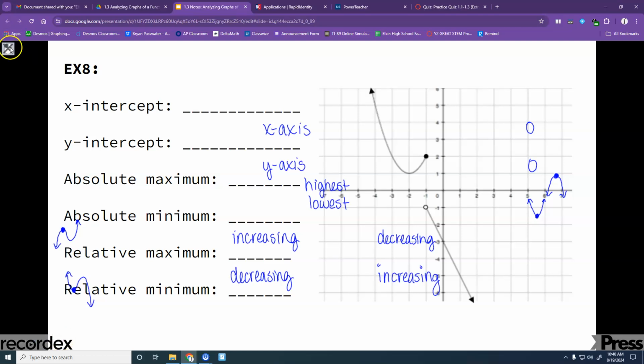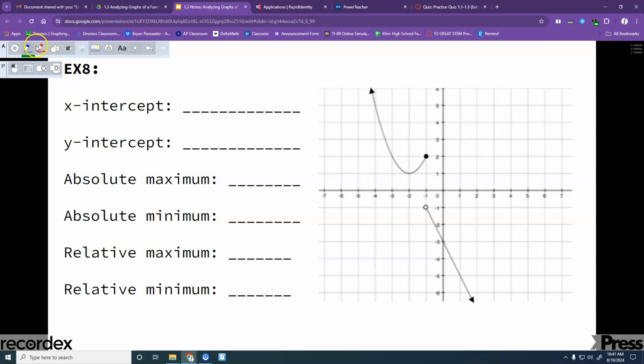Okay, so let's look for these things. All right, so, x-intercept. What is the x-intercept for this graph? Where does it cross the x-axis? Nowhere. This is none. It does not cross the x-axis. You don't always have an x-intercept, but sometimes you have more than one x-intercept. But here, none.